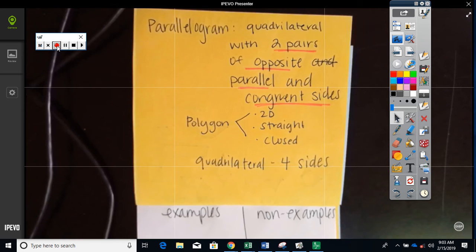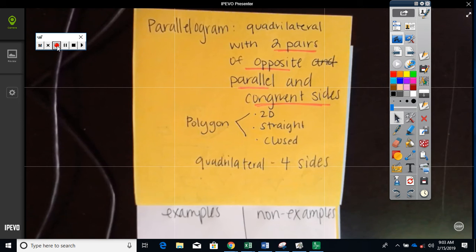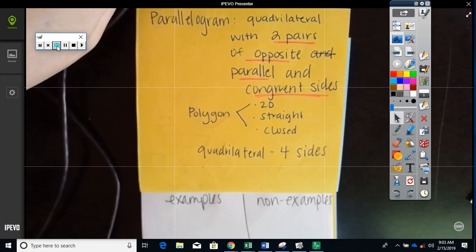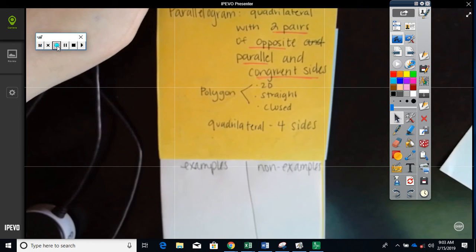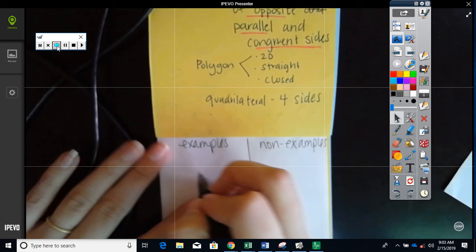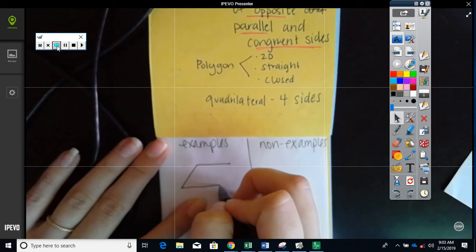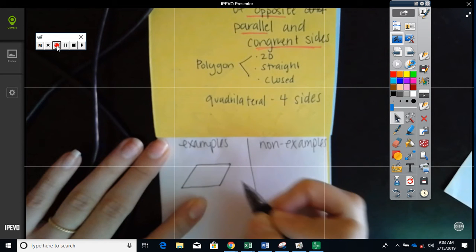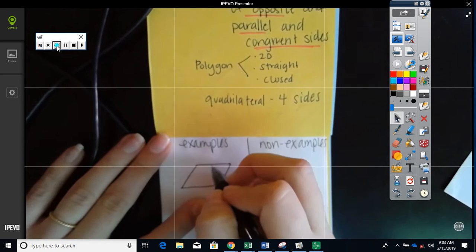Since it's hard to always get out a measuring stick and a protractor to measure the angles and the sides, what we do is we just label them. I'll show you how we label something to show it's parallel and to show it's congruent, without having to actually measure it out. To draw a parallelogram, this would be the correct thing to draw. It has to be parallel and congruent.